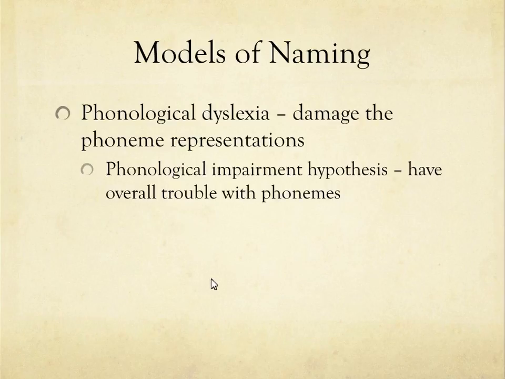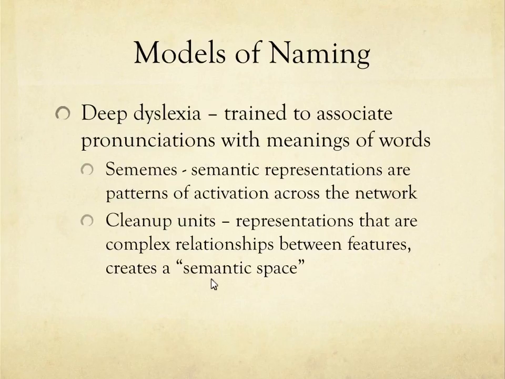You could just knock out the phoneme representation, so it's the phonological impairment hypothesis, and you just have trouble with phonemes. So just take out that phoneme part, and it tends to mimic the effects that you get from phonological dyslexia, so that one was fairly easy to explain. Deep dyslexia is the tricky one.